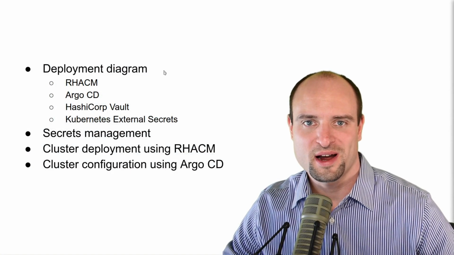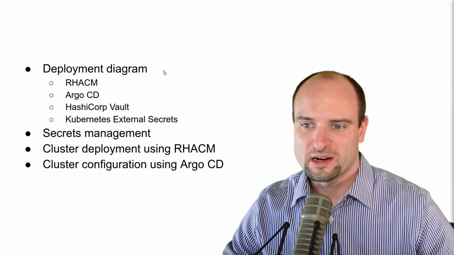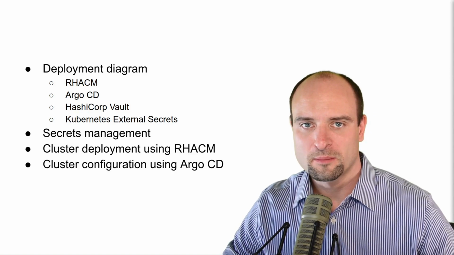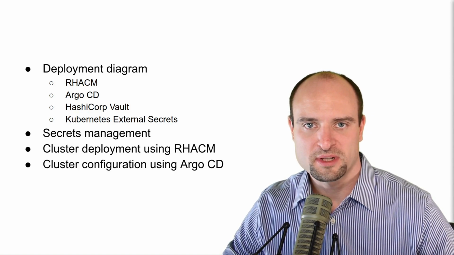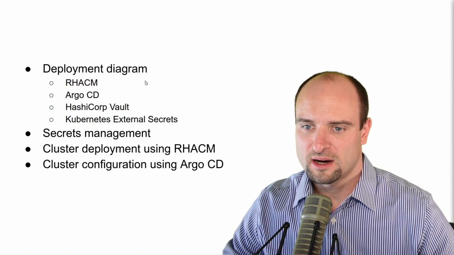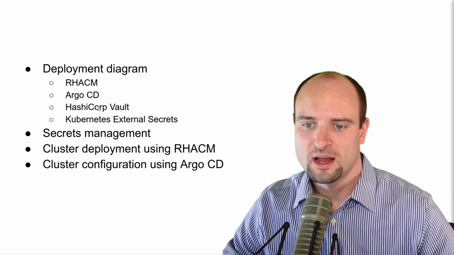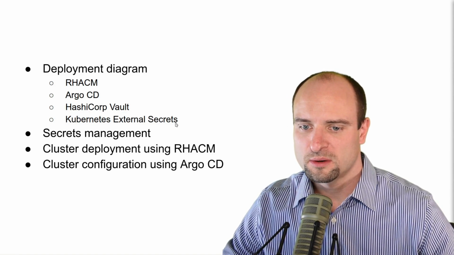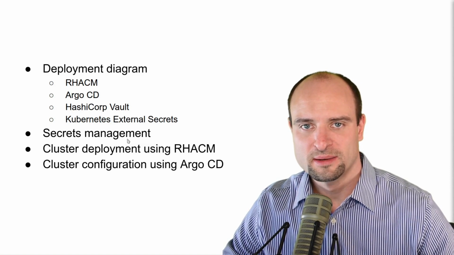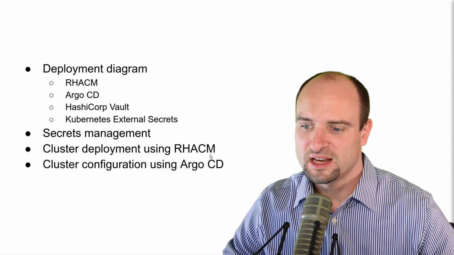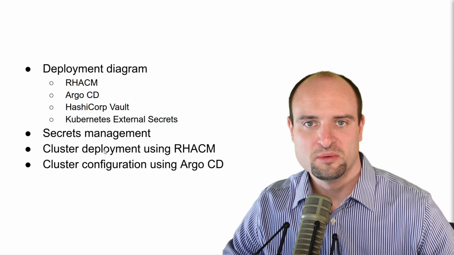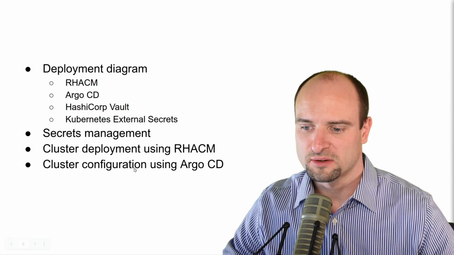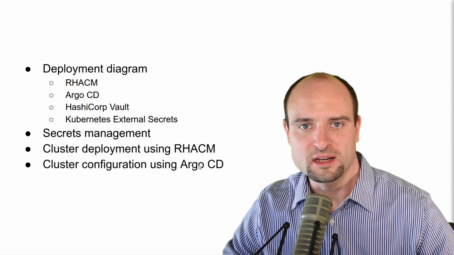We covered a lot of ground in this video. We started by reviewing the deployment diagram. In the diagram, we have seen the 4 building blocks of our multi-cluster management solution. Those building blocks are Red Hat RHACM, Argo CD, HashiCorp Vault, and Kubernetes External Secrets. We also reviewed the secrets management. We've seen Red Hat RHACM in action, deploying a new managed cluster. And we've also discussed how to manage cluster configuration using Argo CD.